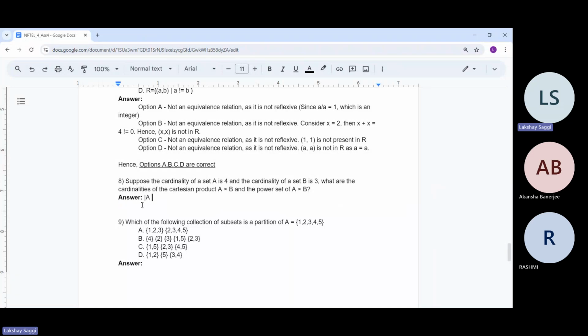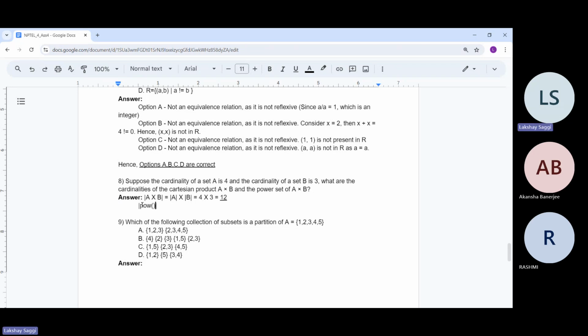So the cardinality of A cross B we already know is equal to the cardinality of A times the cardinality of B, which will be nothing but 4 times 3. The cardinality of A is 4 and the cardinality of B is 3, so this will be 4 times 3, which will be nothing but equal to 12. Right?